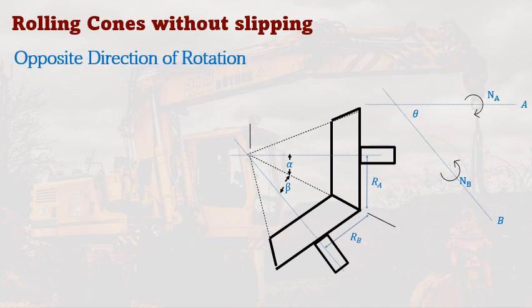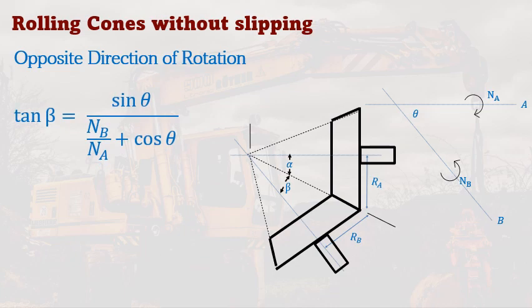For rolling cones with opposite direction of rotation, say for example you have here a schematic diagram where A represents the shaft of cone A and B represents the shaft of cone B, and since they are rotating in opposite direction, as you can see here, NA is rotating counterclockwise and NB is rotating counterclockwise, then for this relationship, this would be the corresponding cones.